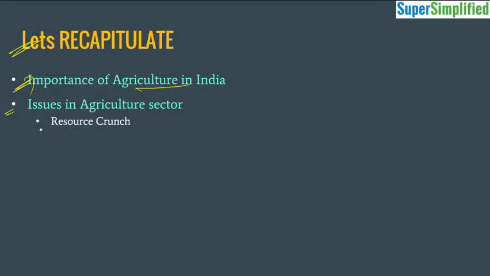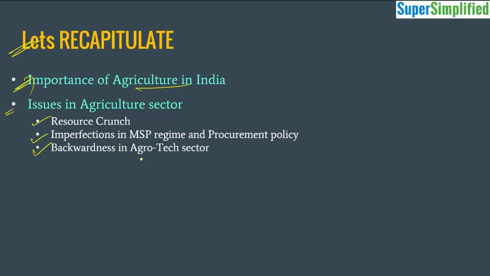Then we saw what are the issues which are faced by the agriculture sector. We saw four issues. For example, resource crunch. Resource means the land is becoming scarce because of several reasons, and water is also a scarce commodity which is becoming scarcer. Then you have the imperfections in the MSP regime and the procurement policy, right? Because of which certain crops are getting incentivized, and farmers are focused on that, and certain other crops like oilseeds and pulses are to be imported from other countries. Then backwardness in the agro-tech sector, because R&D is not happening at the pace which is required for India. And then market segmentation is another problem which is hurting both the farmer and the consumer.